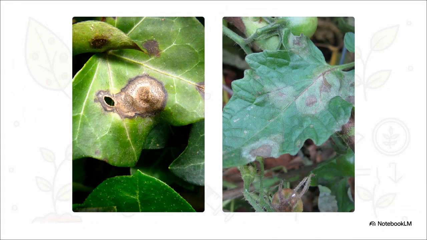Different diseases also leave behind their own unique visual signatures. So on the left, you see anthracnose. See how it has those sunken, target-like lesions? That's really focused damage. But then on the right, you've got blight. That is just a wave of destruction.